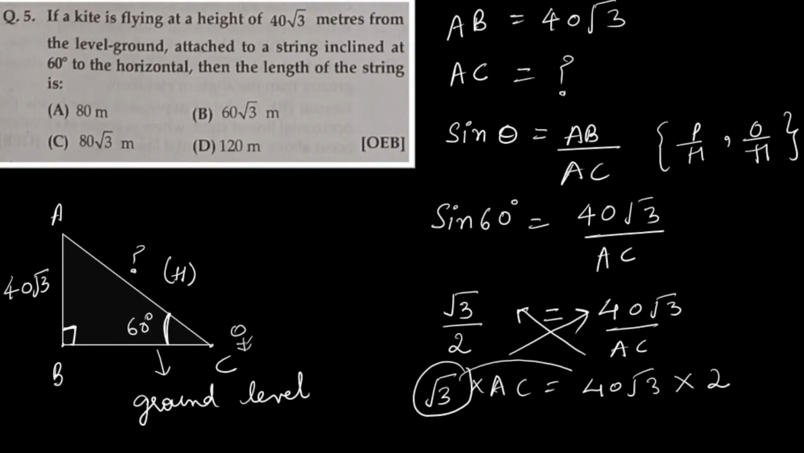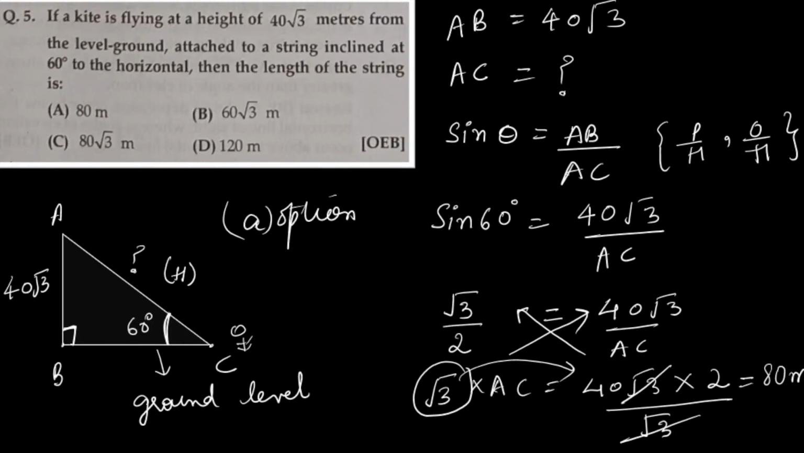Now let's shift root 3 to the other side. When we shift root 3 to the other side, it will get divided, because here it's getting multiplied. So root 3 and root 3 will get cancelled. 40 into 2 is 80 meter. So what's the answer? Option A. Option A is 80 meter.